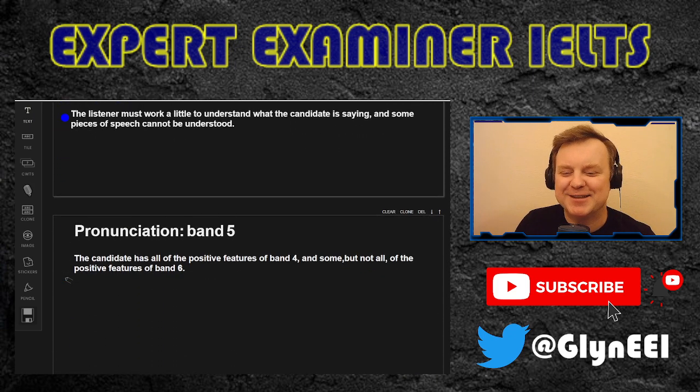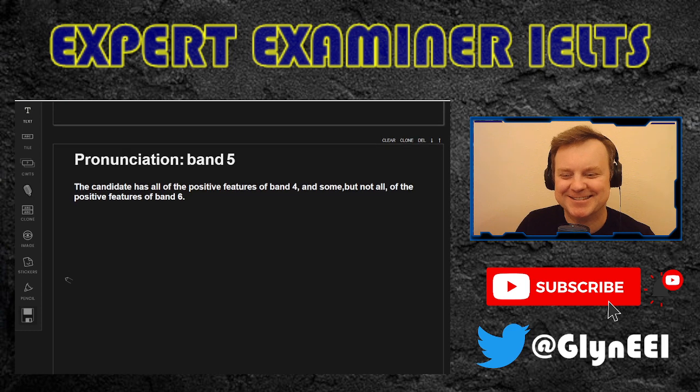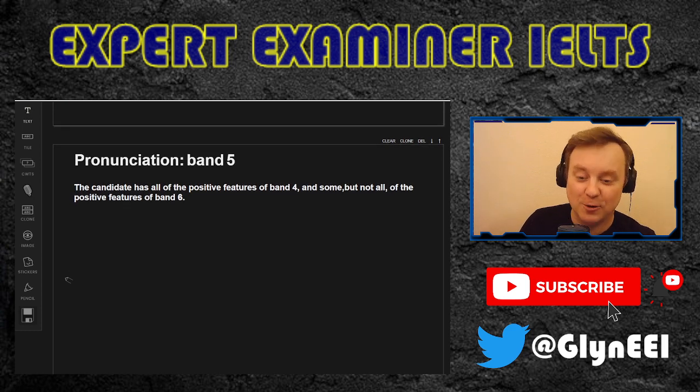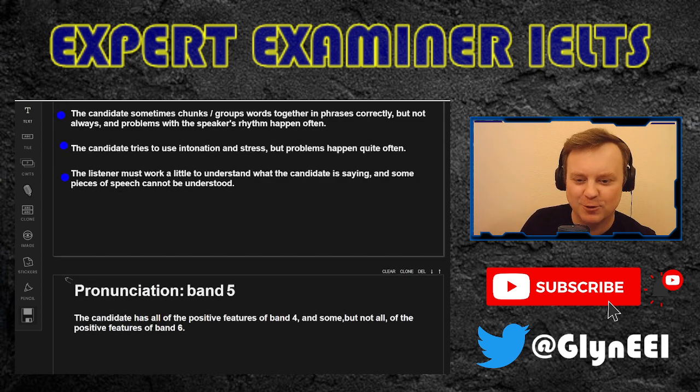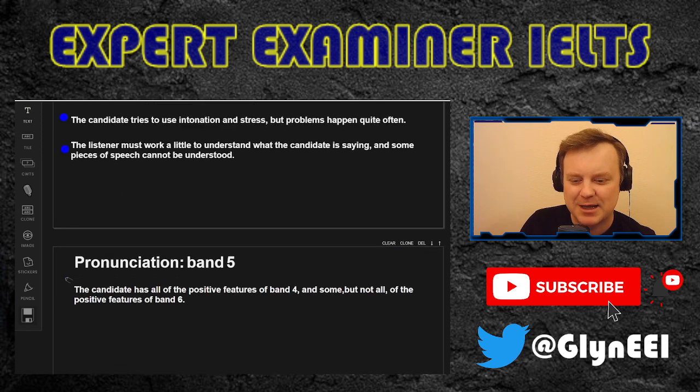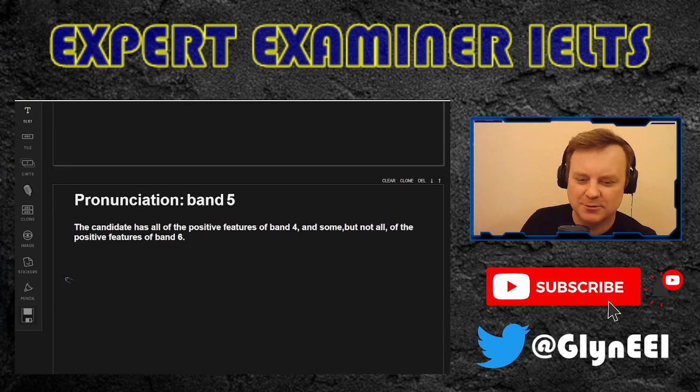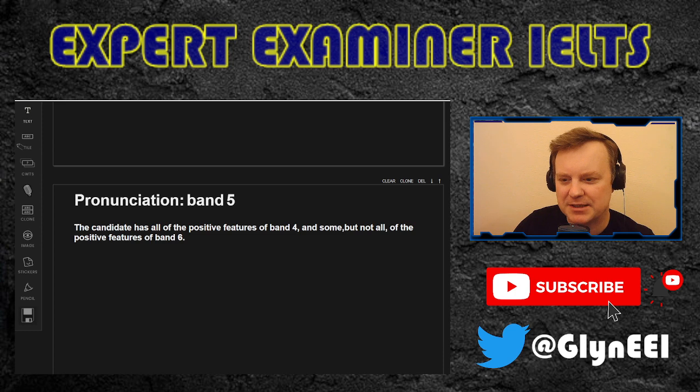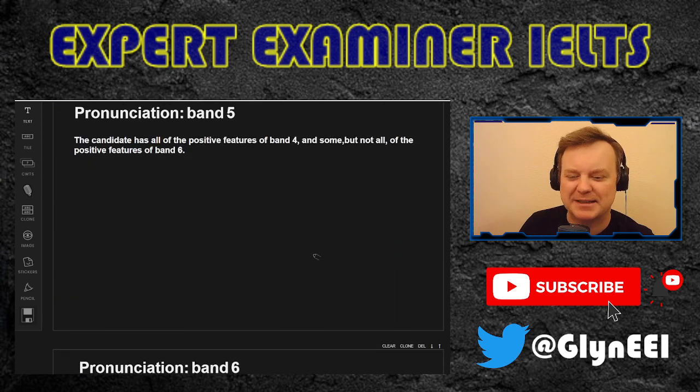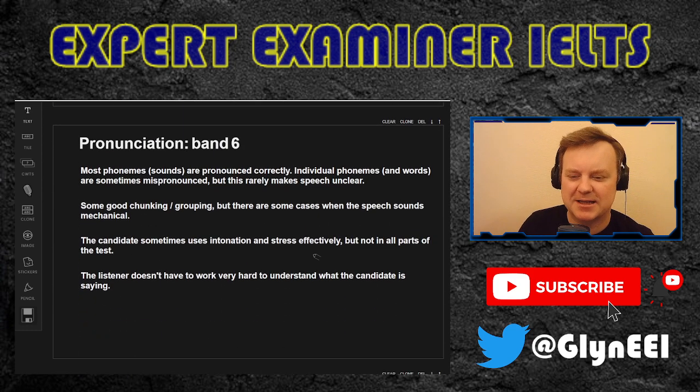Now, band 5 is like this. It looks like cheating. The candidate has all the positive features of band 4, so all the good stuff in band 4, and some, but not all, of the positive features of band 6. Makes sense. So it's between band 4 and band 6, obviously. Let's take a look at band 6 then.